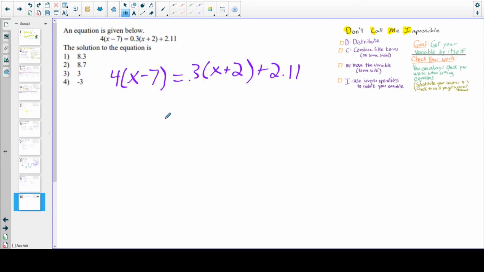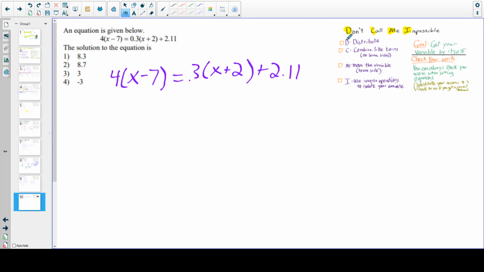Last question. This one was kind of a crazy one that they put on the Regents recently. But again, you have the ability to do this, right? Don't call me impossible. You got this. So let's do it. Again, this was also a multiple choice question, so all you had to do was substitute these numbers into the equation and see which one gets you a true statement.